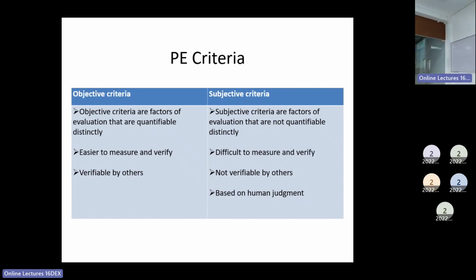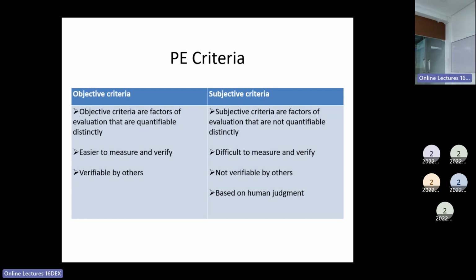All these criteria, whether it is trait, behavior, or result, can be broken up into two categories, objective and subjective. Objective criteria can be measured easily. Subjective criteria cannot be measured easily. Objective criteria can be quantified. Subjective criteria cannot be quantified. As objective criteria can be quantified, they can be verified. You can verify the evaluation of one evaluator by the evaluation of another. But subjectively you can't.